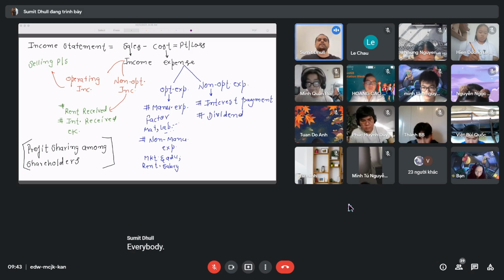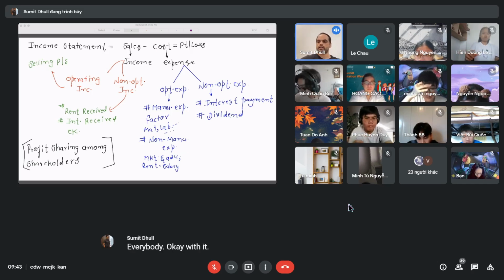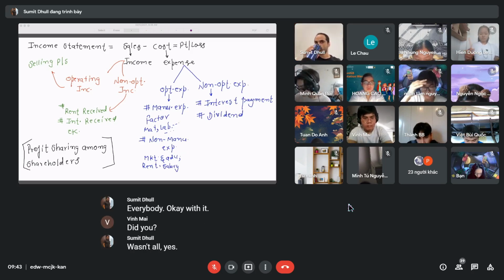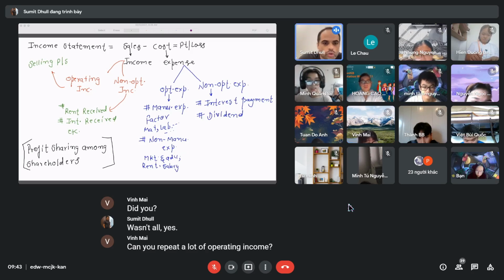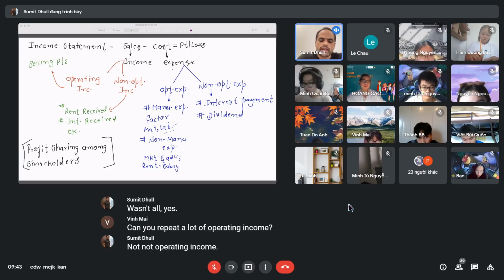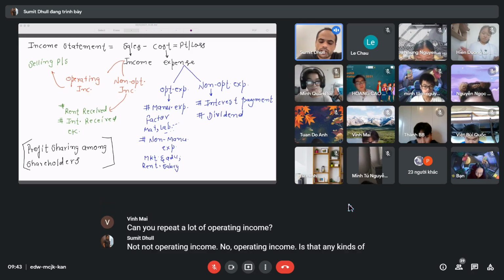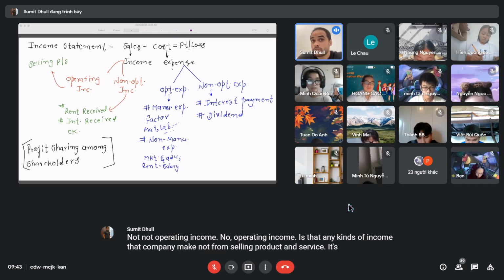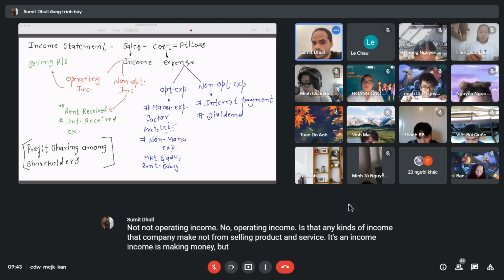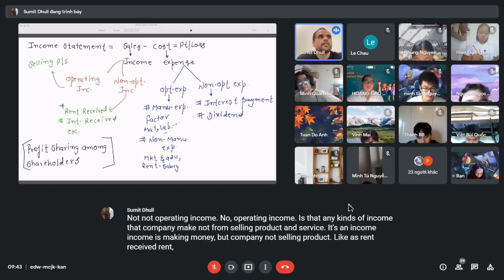Everybody okay with it? Yes. Teacher, can you repeat non-operating income? Okay. Non-operating income is any kinds of income that company makes not from selling product and service. It's an income. Income is making money, but company is not selling product. Like rent received. Rent received means, for example, company has a 3 floors building.